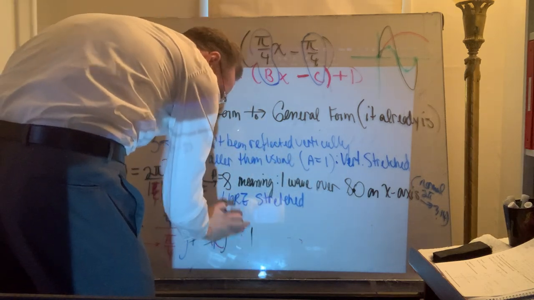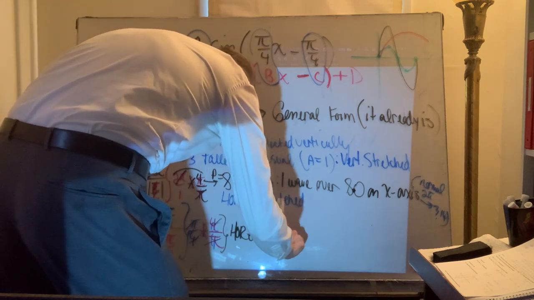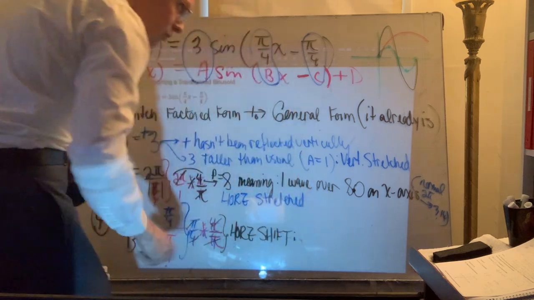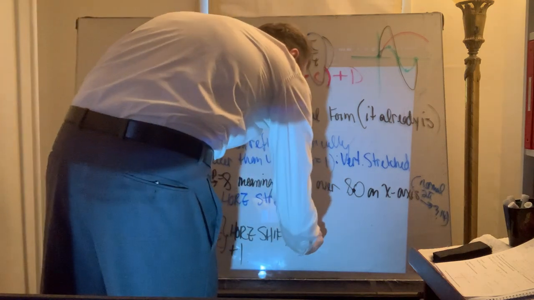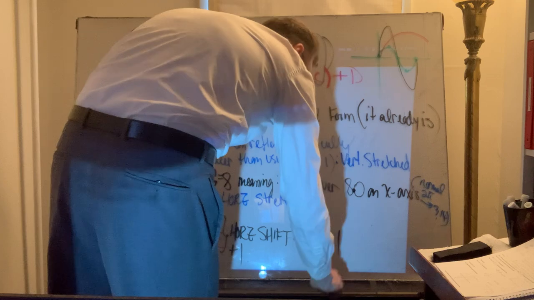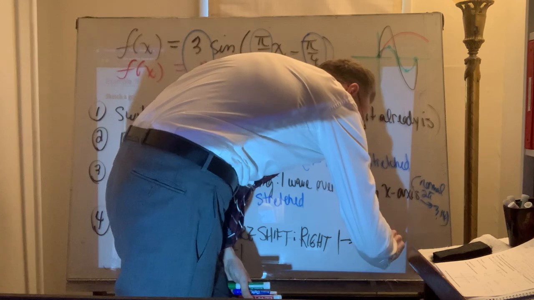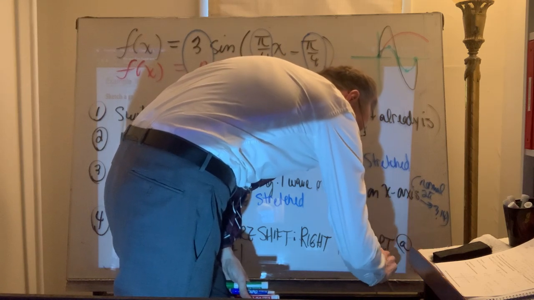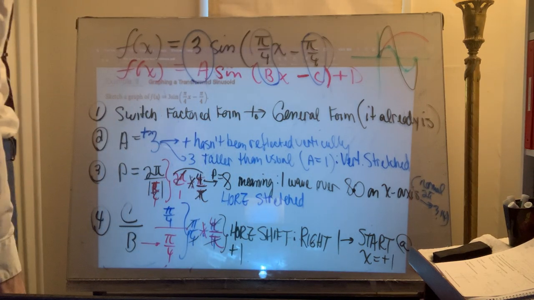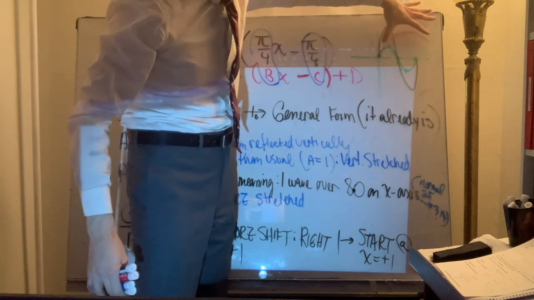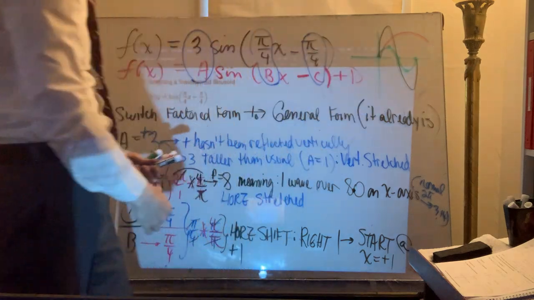That ratio, anyhow, is the horizontal shift. It is going to be towards the right if it's positive 1, 1 space. You could think of this as basically starting at x equals positive 1. So in addition to being stretched out, it would be scooted over. So a lot going on here.